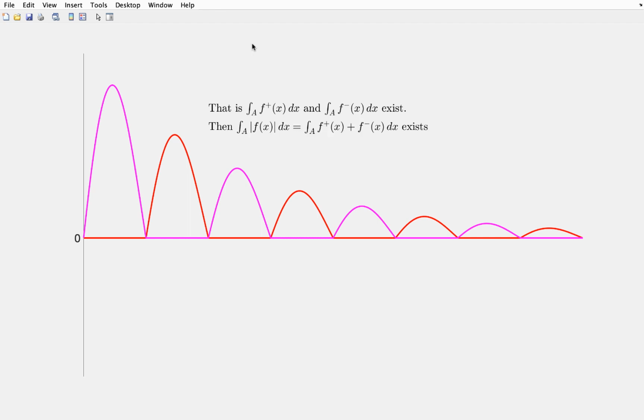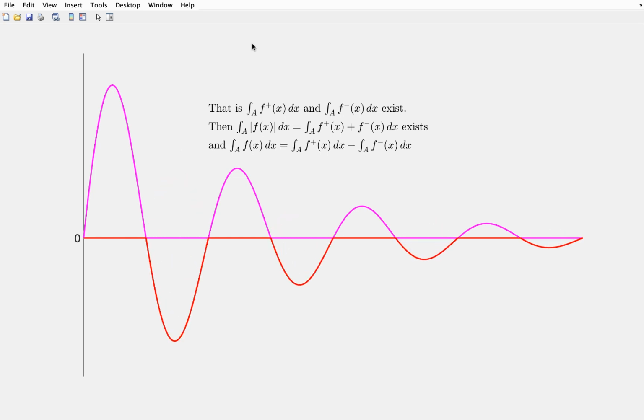then the integral over a of the absolute value of f exists and is equal to the sum of the integrals, and the integral of f over a exists and is equal to the difference of those integrals. So now we have a definition for the integral of f. Now, we should perhaps be a little careful here.